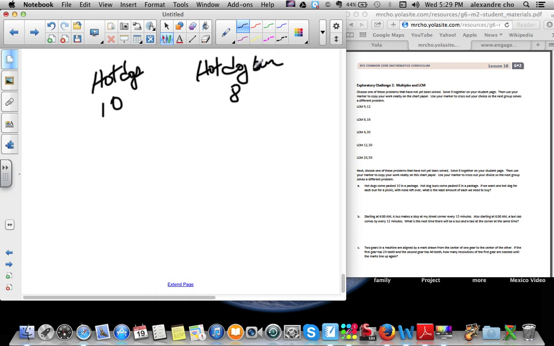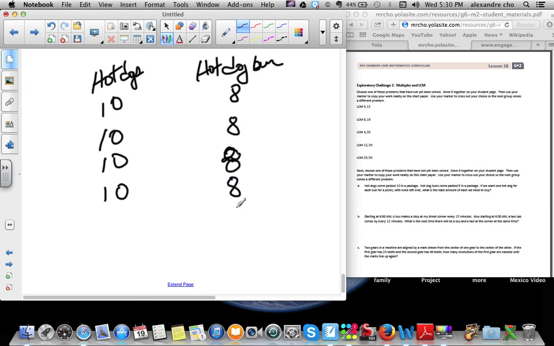So one way of doing this is, you know what, I'll use a table. All right. So I buy another package. That's 10 more hot dogs. And this would be another 8. So that's 20 and 16. That doesn't work. So if I buy another package, it's 30 and 24. That still doesn't work. If I buy another one, it would be 40. And here I would buy another one, which gives me 32.